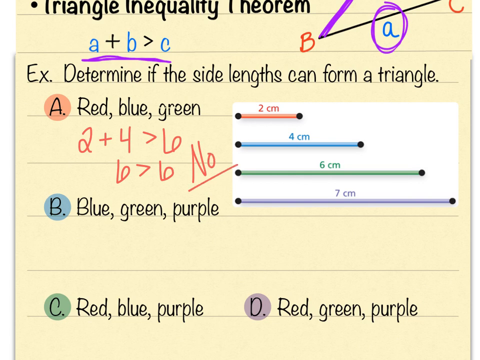You'd actually get that really thick line that I was talking about in the video because they're exactly the same. But they can't be equal. It's not the triangle equality theorem. It's the triangle inequality theorem. So it has to be greater than. For example, B, the blue line is 4. The green line is 6, and those are the two short sides. They have to be larger than the long side here, which is the purple one, which is 7. And so because 4 plus 6 is 10, the two short sides do add up to be larger than the long side, so this would form a triangle.